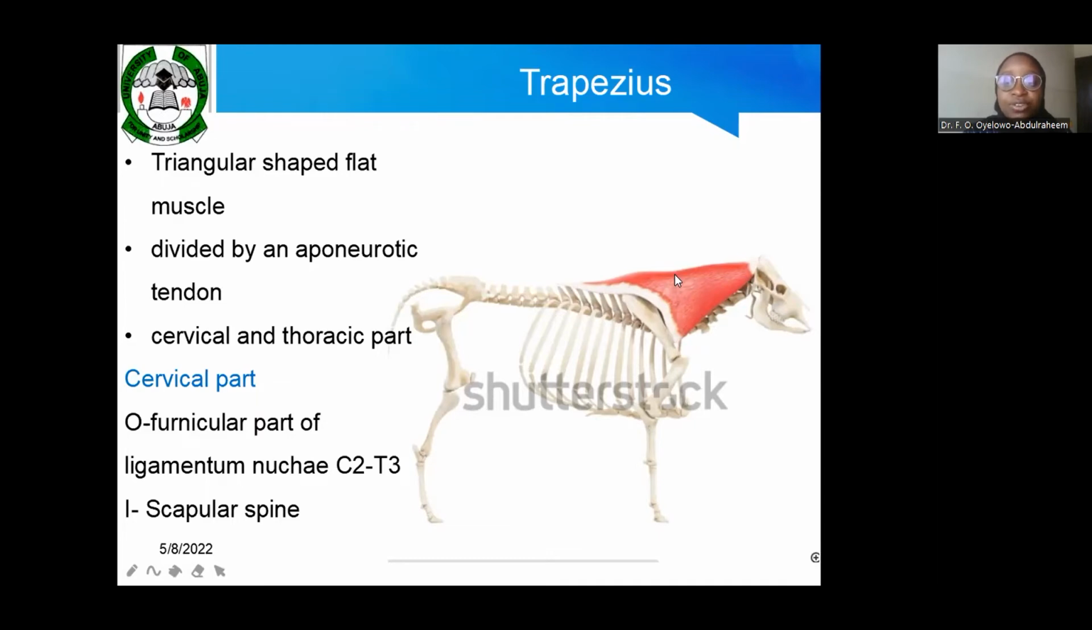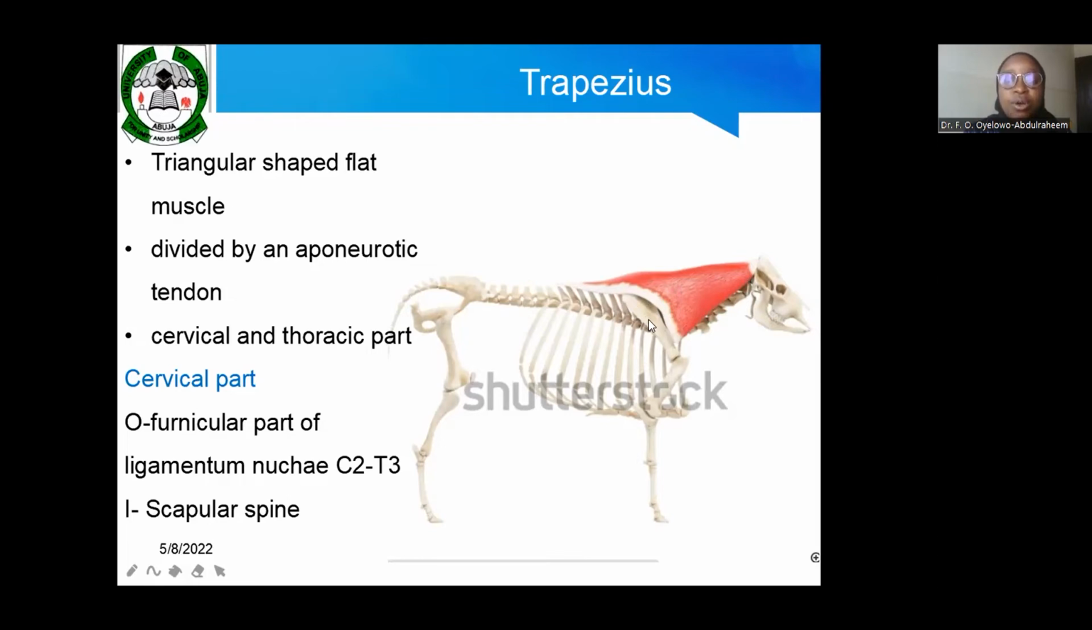To identify the third thoracic, you can count from the ribs. Here, the first rib, the second rib, the third rib. The third rib articulates with the third thoracic vertebra dorsally. So the third thoracic vertebra is somewhere here, thereby having the cervical part running down this way, and it inserts on the scapular spine of the scapular bone.